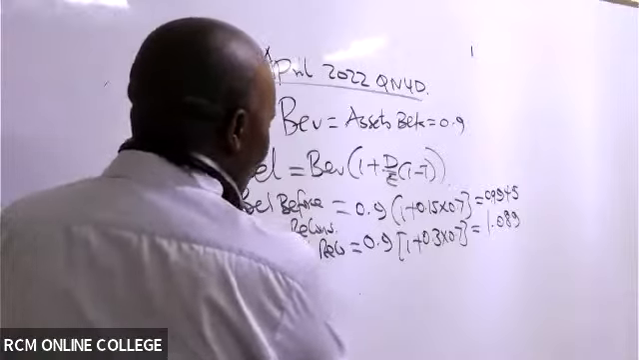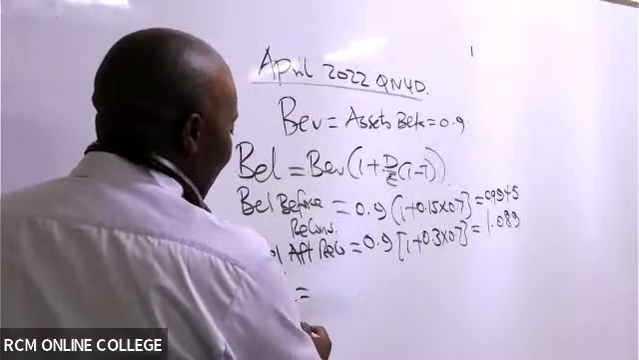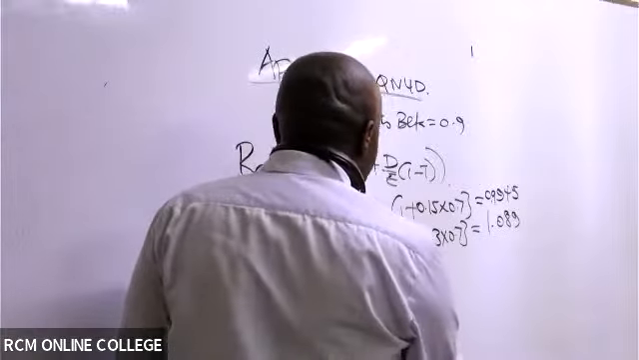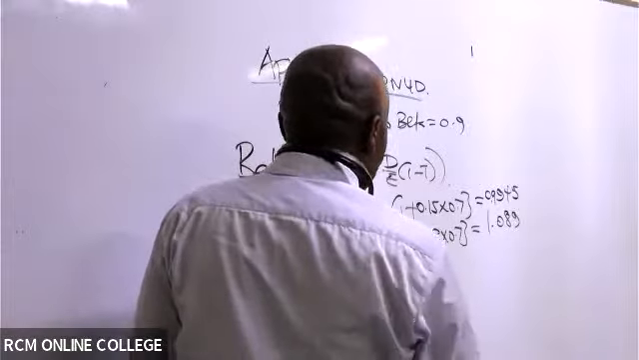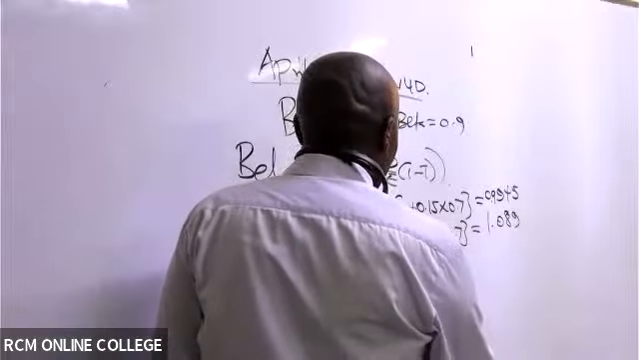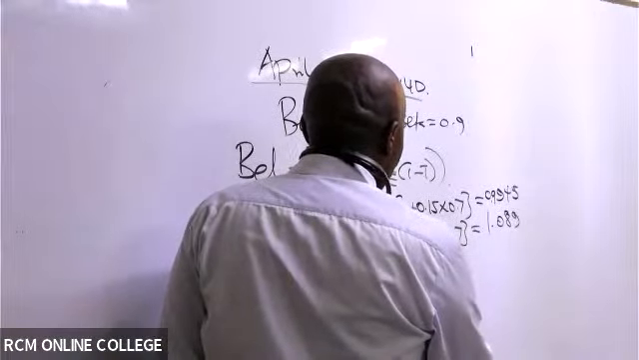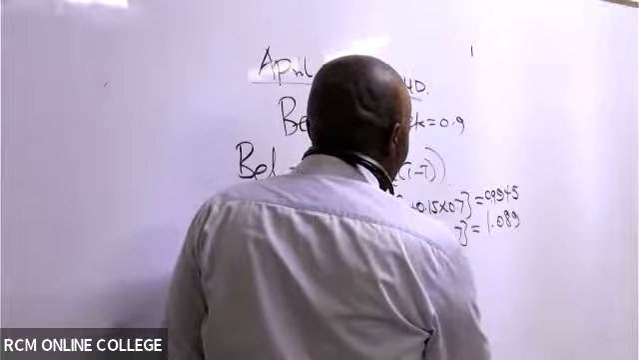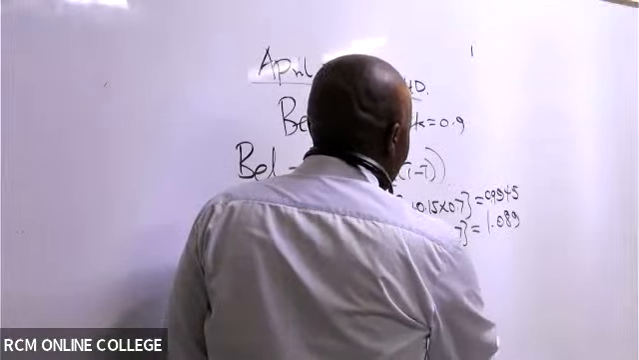And the KEL, we're going to use what we call CAPM. Do you remember the CAPM formula? So the CAPM formula is RF plus market premium times a beta.